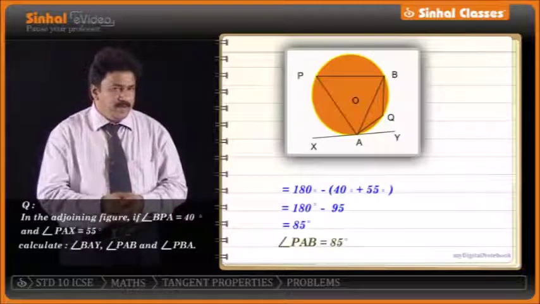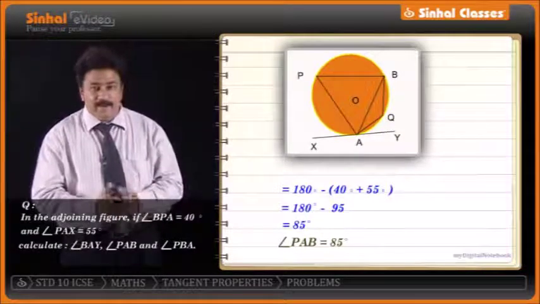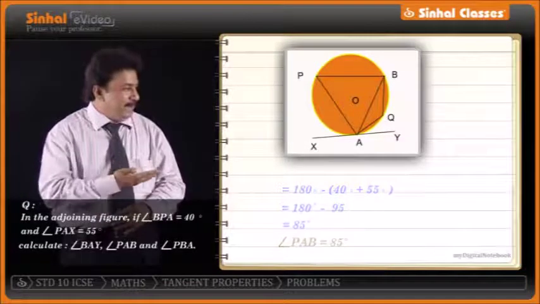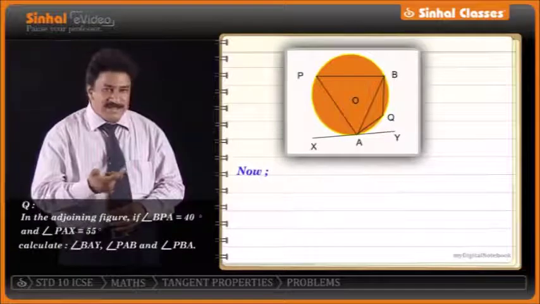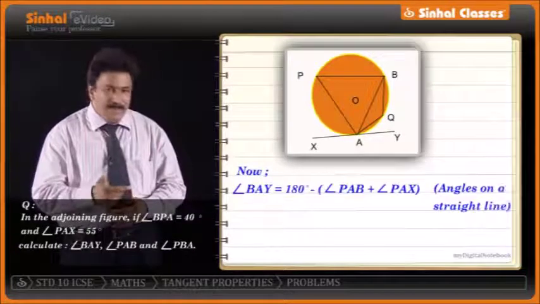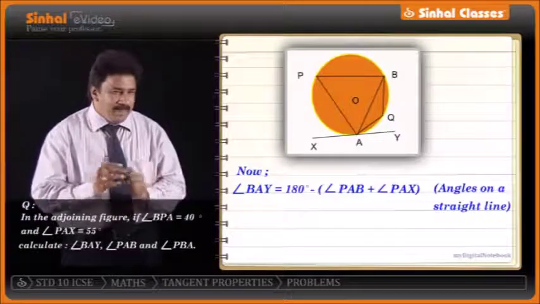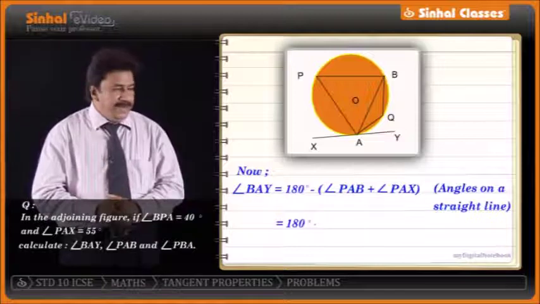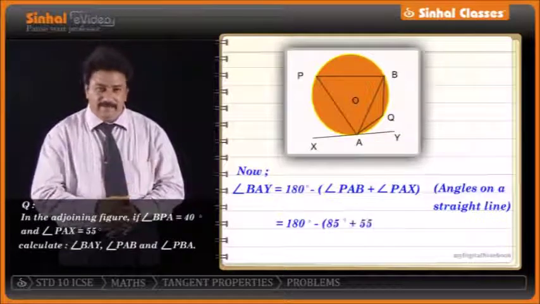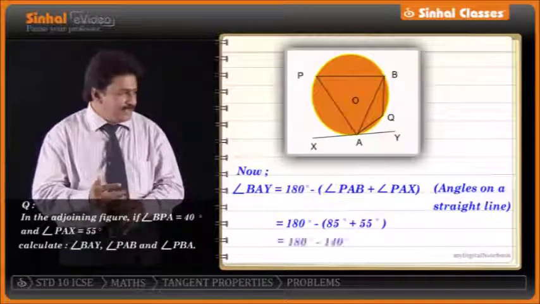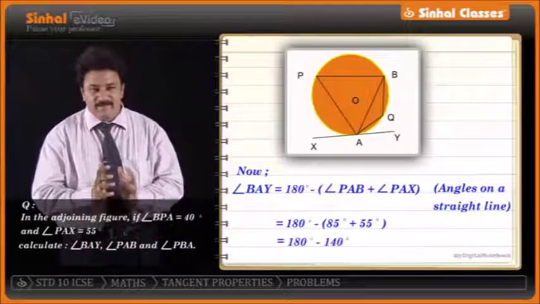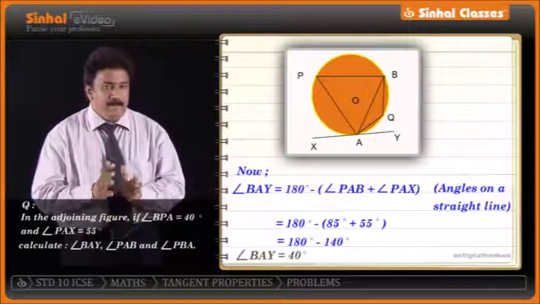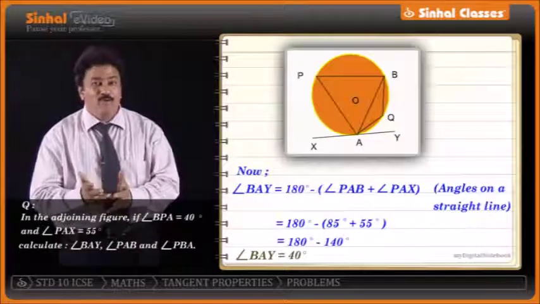Now there's only one thing left to be found out. What is that? Angle BAY. How to find this? Angle BAY is equal to 180 minus in a bracket angle PAB plus angle PAX. By putting the values, angle BAY is equal to 180 minus in the bracket 85 degree plus 55 degree. That gives me 180 minus 140 degrees. After subtraction, I get 40 degree. So the measurement of angle BAY is 40 degree.